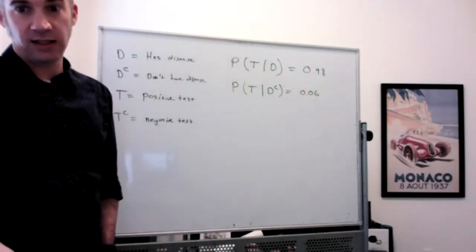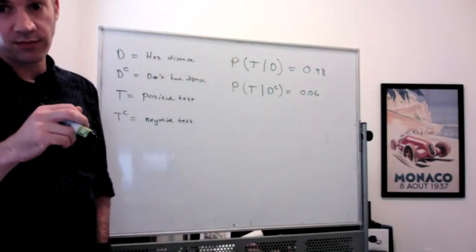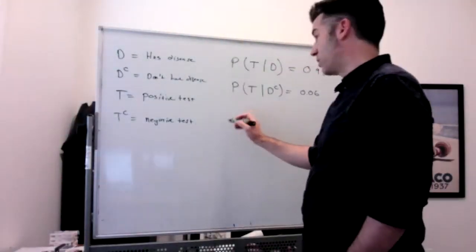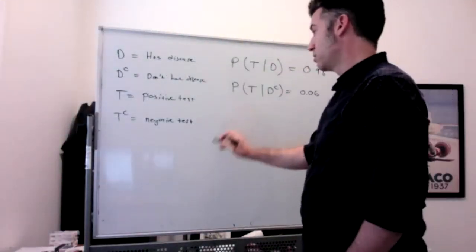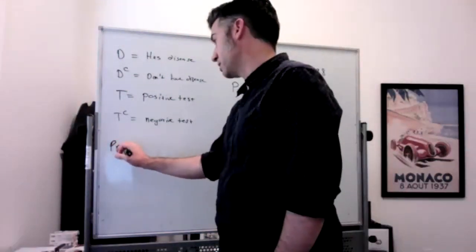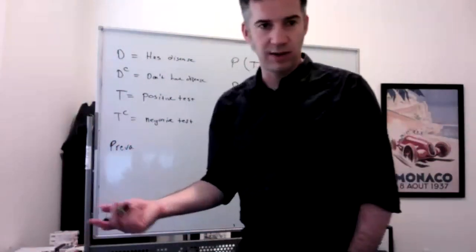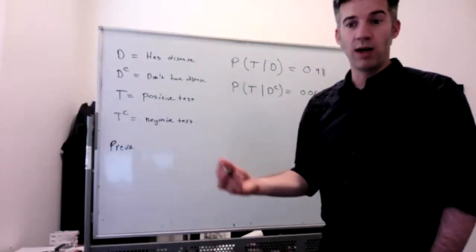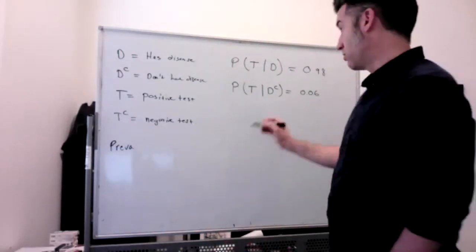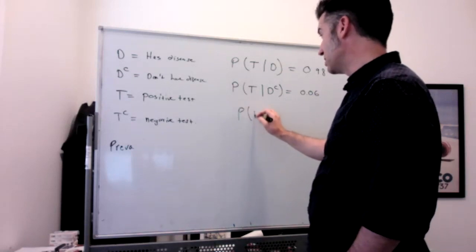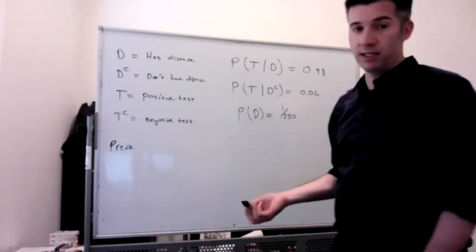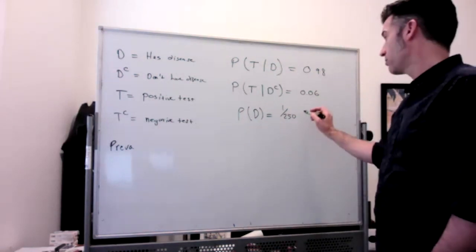And also we know the prevalence of the disease. So the prevalence of the disease, I shouldn't write this down, I should just write the probability. So the prevalence of the disease is 1 out of every 250 people. So the probability of just having the disease is 1 in 250, which as a decimal is 0.004.